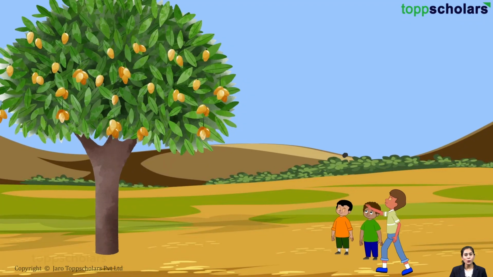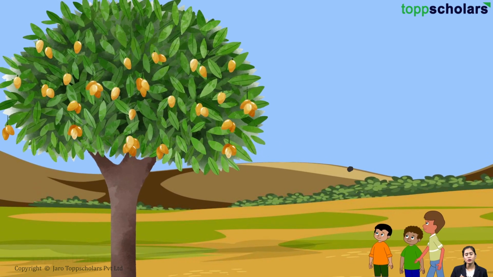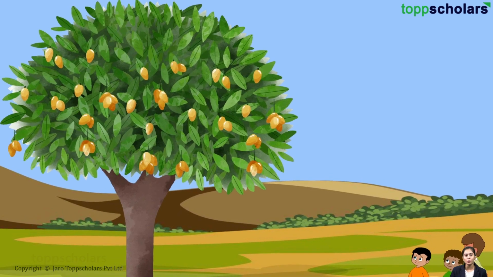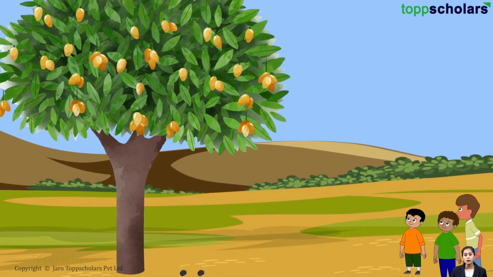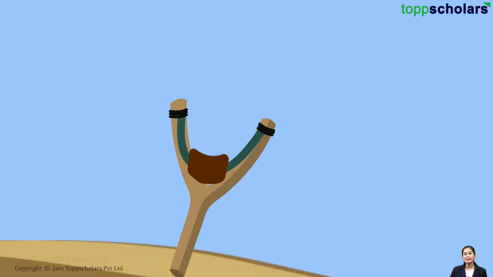Everyone! Oh, what's that? What are these boys doing near that mango tree? Just look, they are throwing stones to get the mangoes. But the tree is really tall. Do any of the stones make it to that height? I don't think so. What if they make use of the slingshot? Oh yes, then it would be really easy.